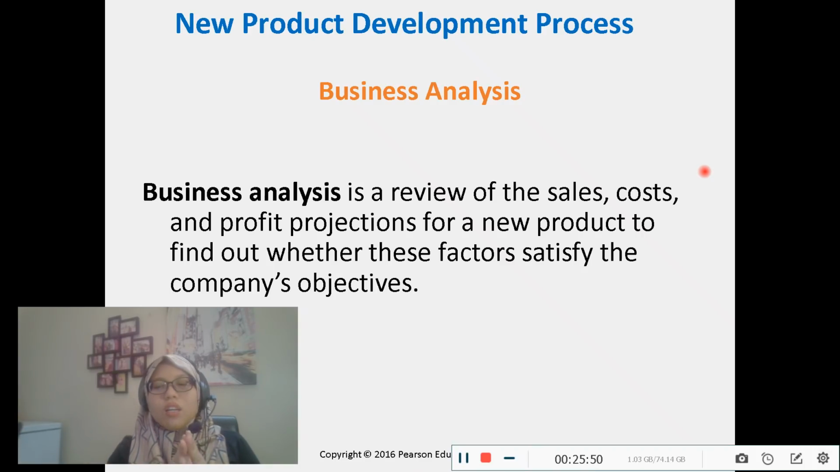So kalau untuk marketing tadi, saya kata dengan awak, marketing is about target market value proposition. Kalau business analysis, because you want to see the attractiveness of the product or attractiveness of a business. Okay, so attractiveness can be measured based on the sale cost and profit projection.